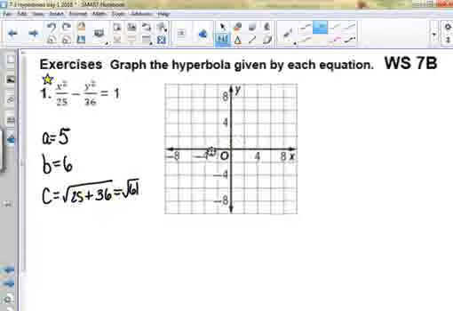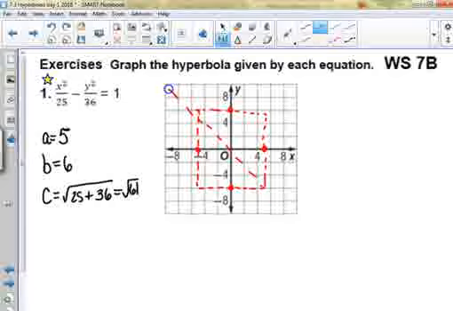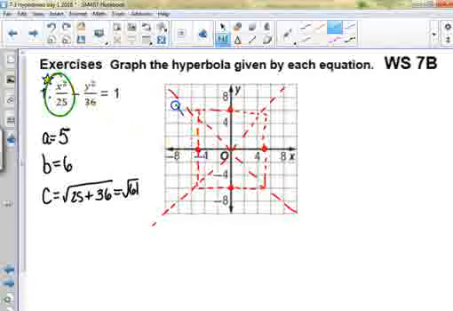All right, so to graph this, I go 5 in the x direction. I go 6 in the y direction. I draw a rectangle. Which of those are the vertices, guys? The ones on the x-axis or y-axis? X, because the x was what was positive, so it was opening this way.